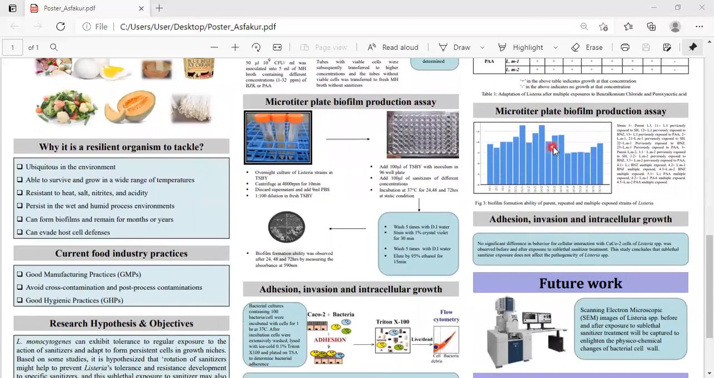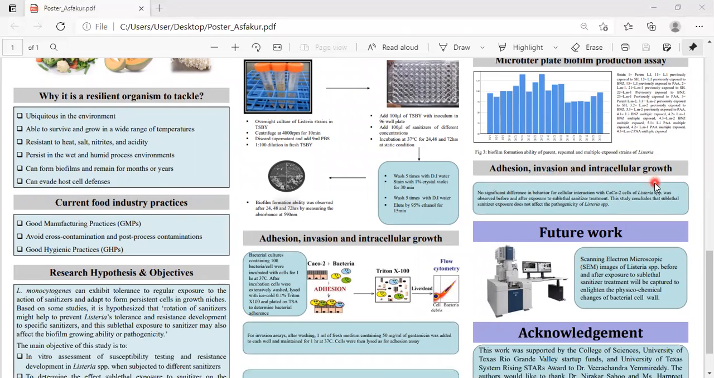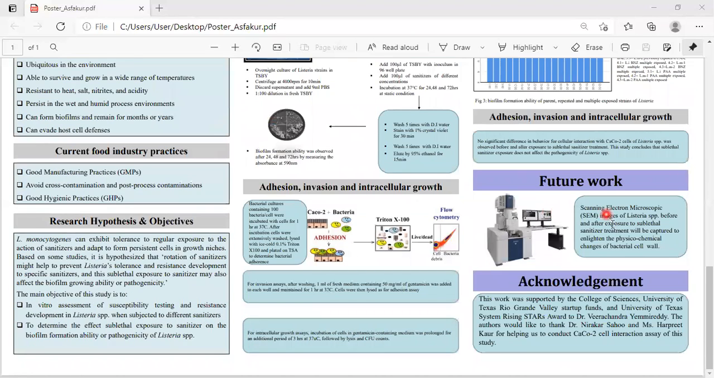For the biofilm production assay, we found that there was no significant difference in the biofilm forming ability of parent or previously exposed strains. The adhesion and invasion test reveals that, for pathogenicity, there was no difference between parent or previously exposed strains. In the future we will do the ACM for this test.